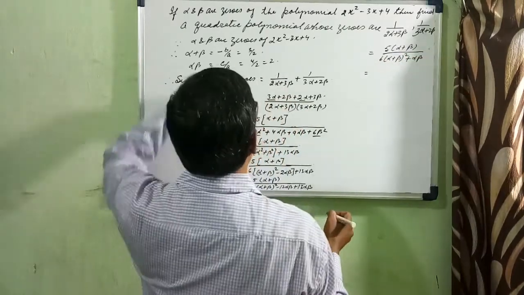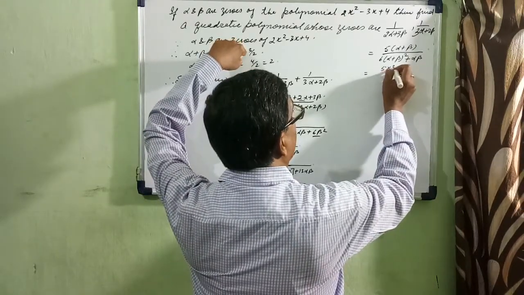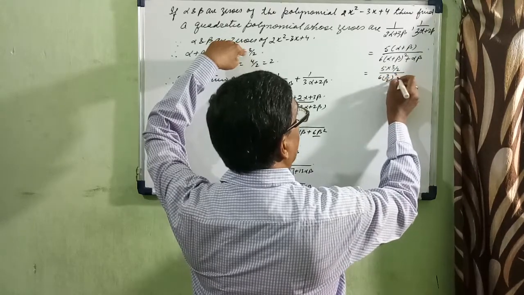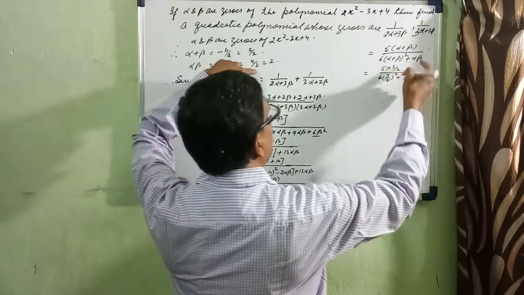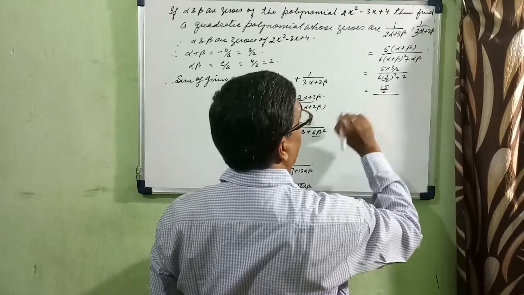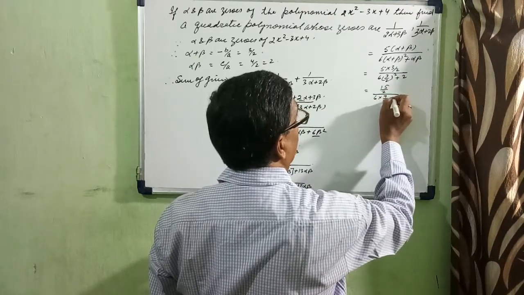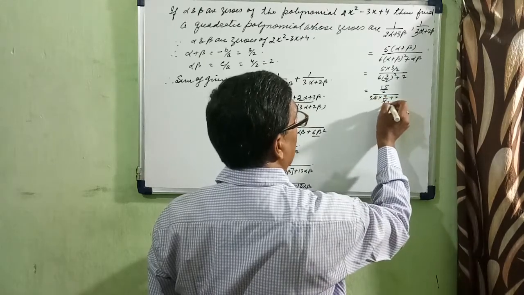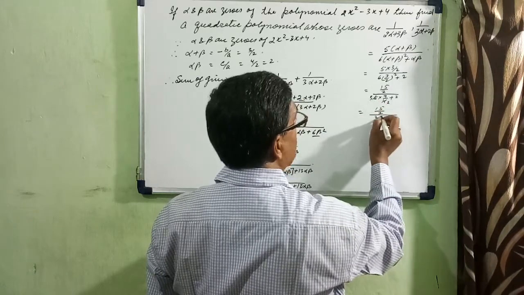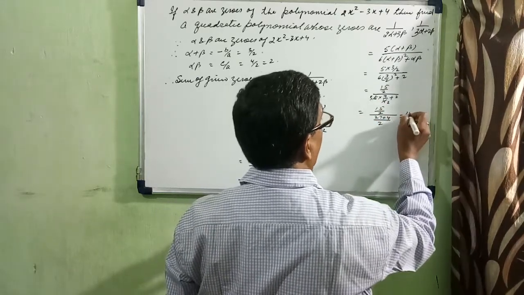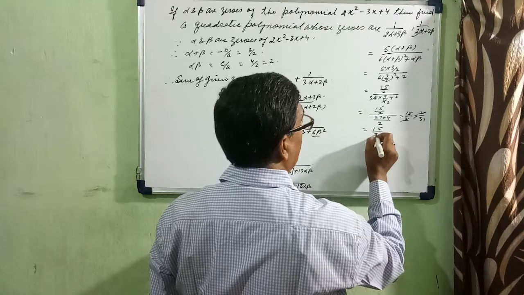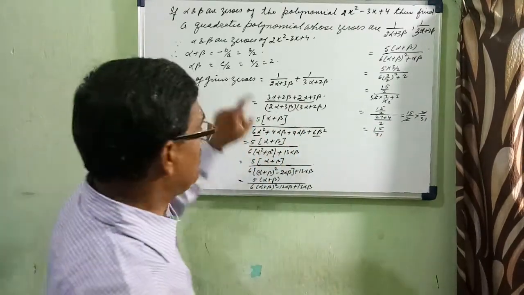And now you substitute alpha plus beta is equal to 3 by 2, so 5 into 3 by 2 and 6 into (3 by 2) whole square plus alpha beta is equal to 2, so plus 2. This will be 15 by 2 divided by 6 into 9 by 4 plus 2. 2 threes are 6, 2 twos are 4, so 15 by 2 divided by (27 plus 4) by 2, so 15 by 2 into 2 by 31, 2 cancels, 15 by 31. So this is the sum of the given zeros.